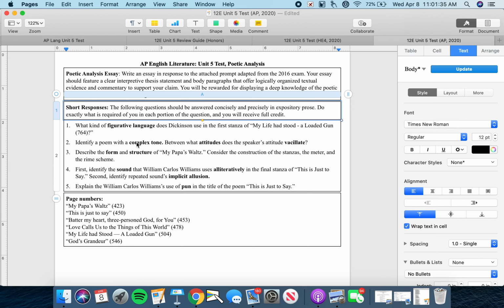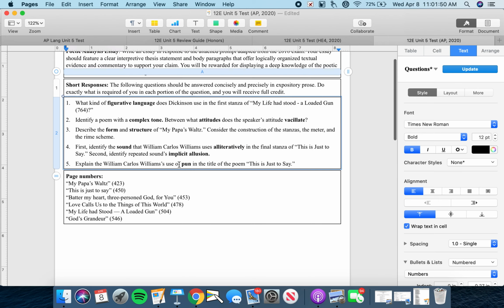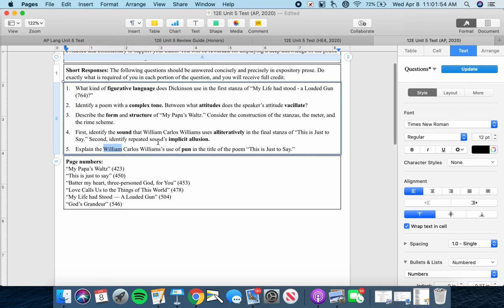Same thing with complex tone. Form and structure: in My Papa's Waltz, consider stanzas, meter, rhyme scheme. And then the sounds used alliteratively in the final stanza of This Is Just to Say, and the implicit allusion at work there. And then finally, William Carlos Williams' use of pun in the title, This Is Just to Say.